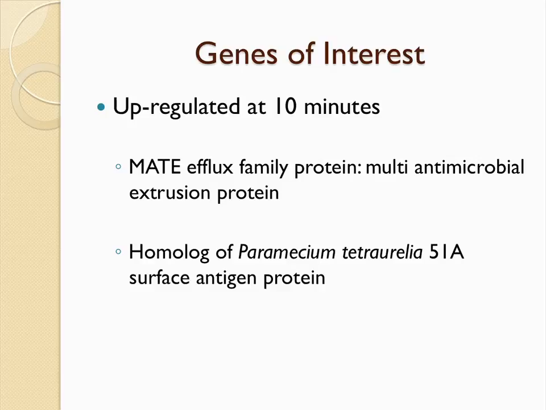But we also are very interested in the homolog of Paramecium tetraurelia 51A surface antigen protein. And we know this is a mutually exclusive protein, meaning that only one can be present on the cell surface at a time. But the reason we're actually interested in it is because it's controlled at a transcriptional level, but by environmental stresses. So we think that this is being upregulated because of the presence of Holospora.